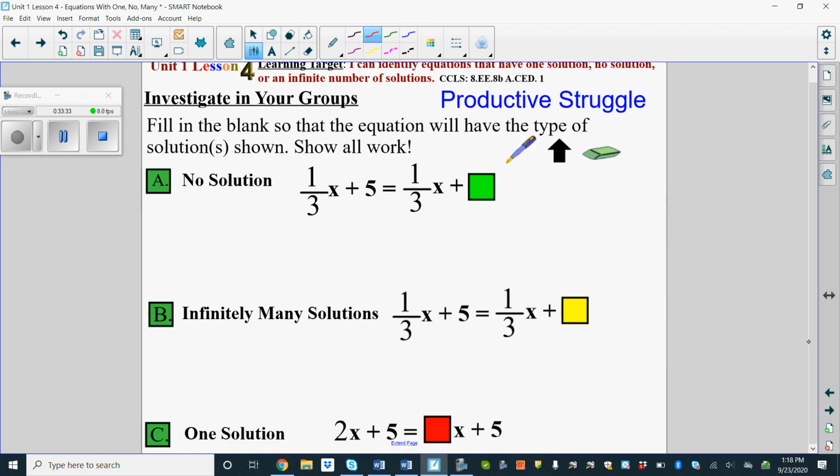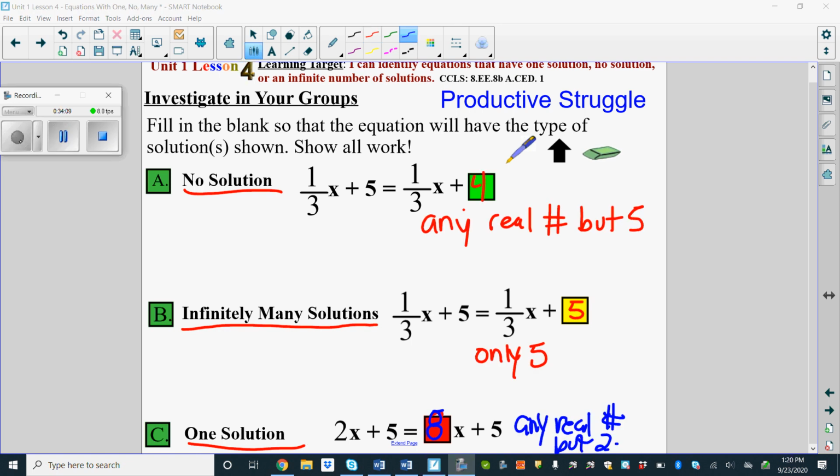Okay, so take a minute by yourselves. We're filling in the blanks. So I'm going to pause this and then you come back and check your answer. You're filling in the blanks so that the equation will have the type of solution shown. So for A, you're going to try and fill in the blank in order to make this equation have no solution. B, you want to fill in that blank in order to have infinitely many solutions. And C, you want to fill in the blank to make the equation only have one solution. So go ahead, take a minute, and then come back and see what you've come up with.